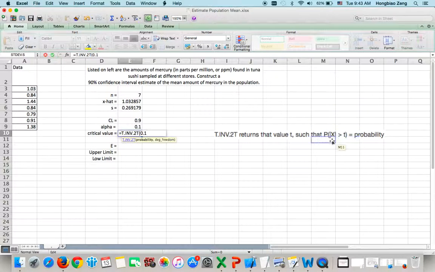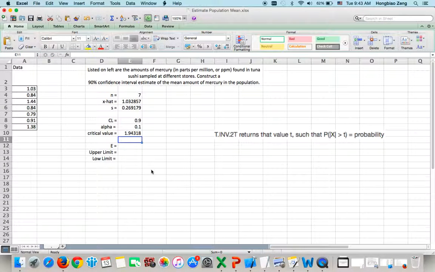This is because the absolute value of x greater than t is on the two tails, the left side and the right side. The total area is 0.1. The degrees of freedom is the sample size minus 1, which will be E4 minus 1. That will give you the critical value.